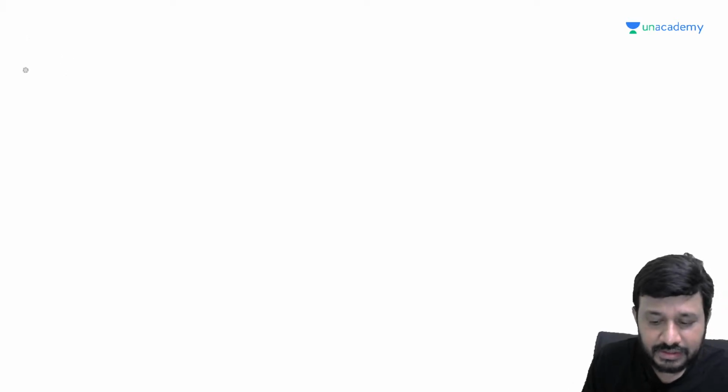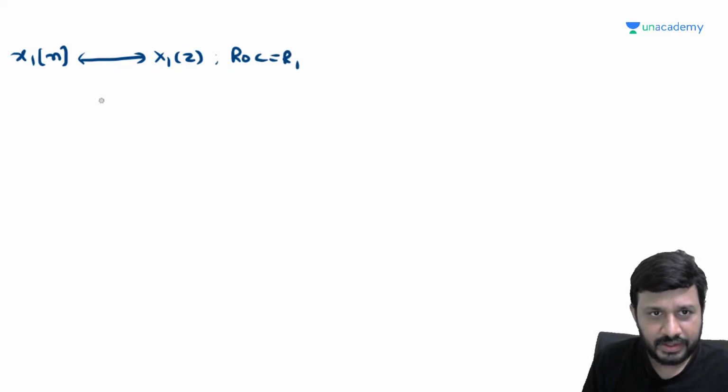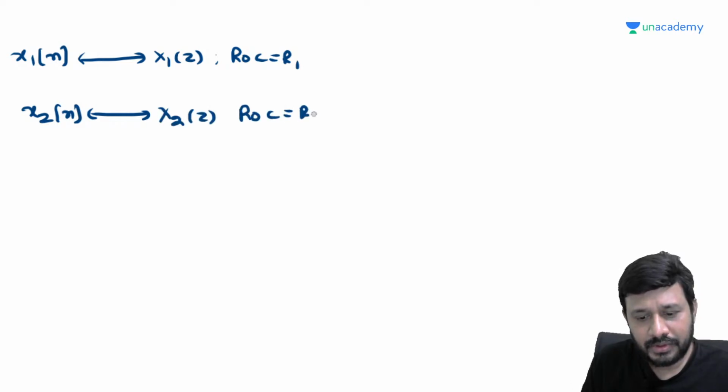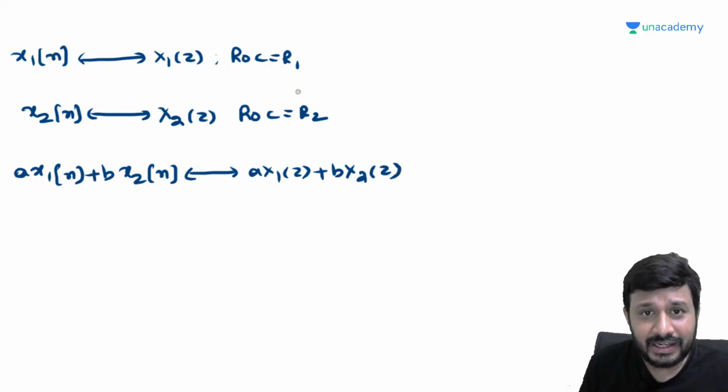See, listen carefully, one more time I am explaining. The signal x1[n] has a z transform X1(z) with ROC R1, and x2[n] forms a Z transform pair with X2(z) with ROC R2. Then a x1[n] plus b x2[n] forms a Z transform pair with a X1(z) plus b X2(z). This is the property. Coming to the ROC, there is no guarantee that the ROC is always R1 intersection R2.